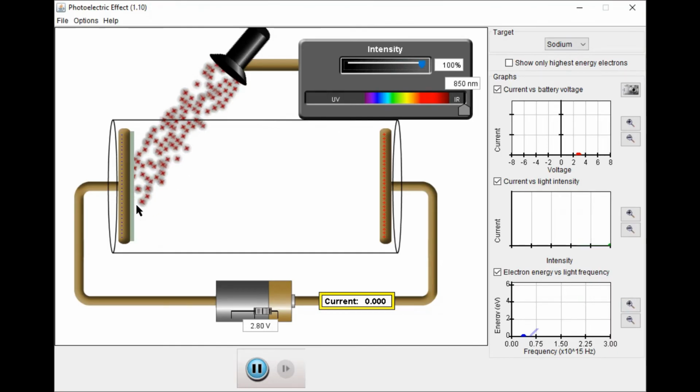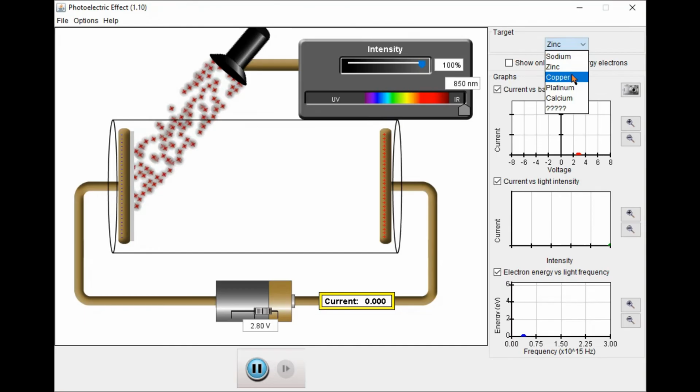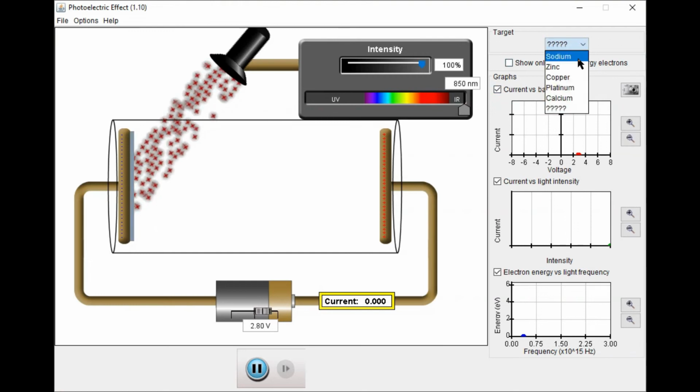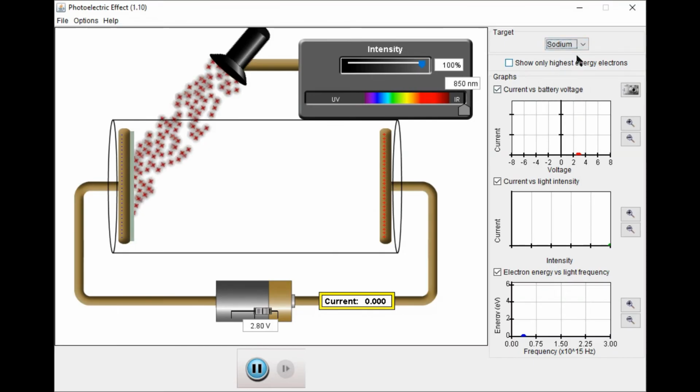The frequency is so low that the electrons do not have enough energy to be ejected from this plate and move across. And the reason for that is because this plate, which is apparently made out of sodium, and I can change the plate to zinc or copper or platinum or calcium or some unknown material. And you can see that the surface of this plate is changing in color to indicate that it is made of some different material.